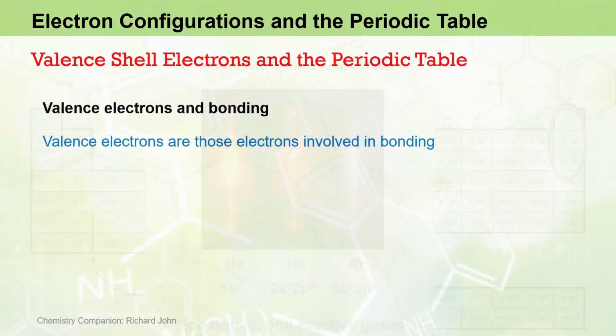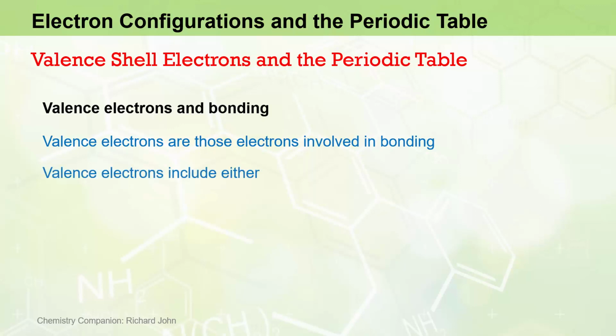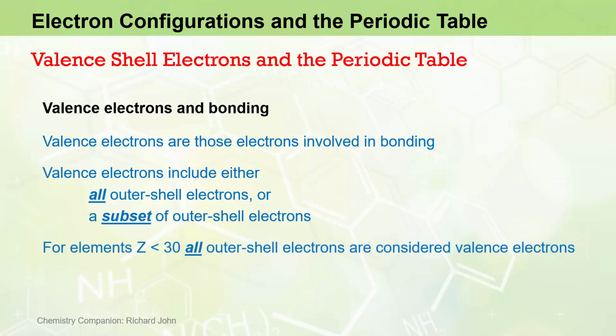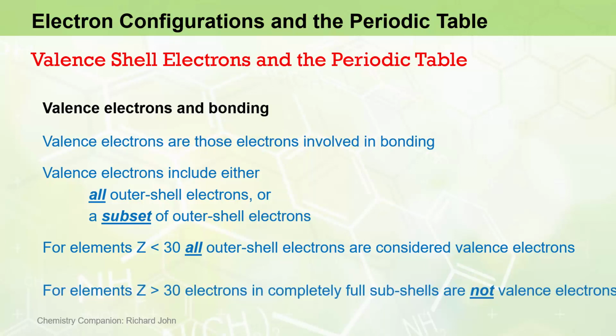It is important we get our language correct here. Valence electrons are those electrons that have the potential to be involved in chemical bonding. Valence electrons include either all outer shell electrons or a subset of the outer shell electrons that belong to the highest occupied n value. For elements with an atomic number less than 30, all outer shell electrons are considered valence electrons. For heavier elements, electrons in completely full subshells are not considered valence electrons.